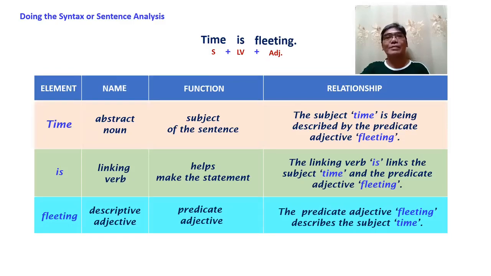The first one is the element. The second one is the name. The third one is the function. And the last one is the relationship. Let us begin analyzing the given sentence, Time is fleeting, with the first element or word, which is time.